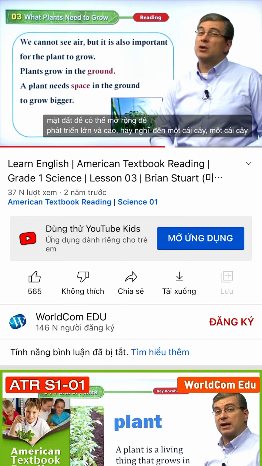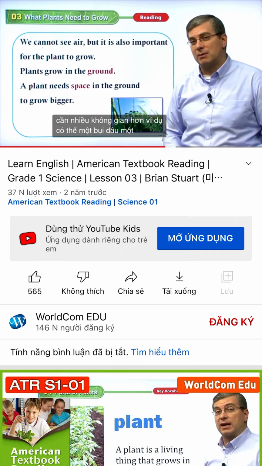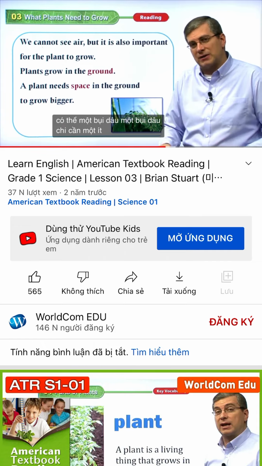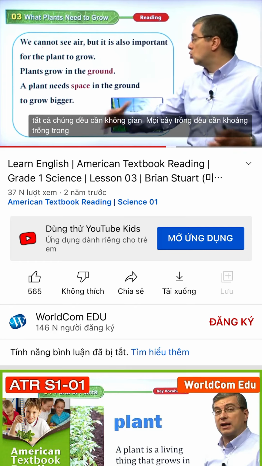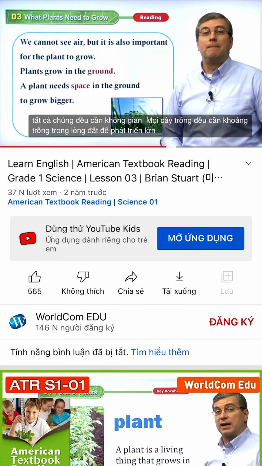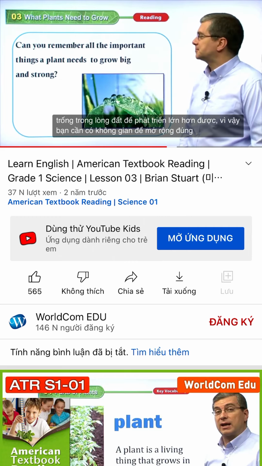Think of a tree. A tree needs a lot more space than, for example, maybe a strawberry bush. A strawberry bush just needs a little space, but they all need space. Every plant needs space, room in the ground to grow bigger. Okay, so you need room to expand, right?